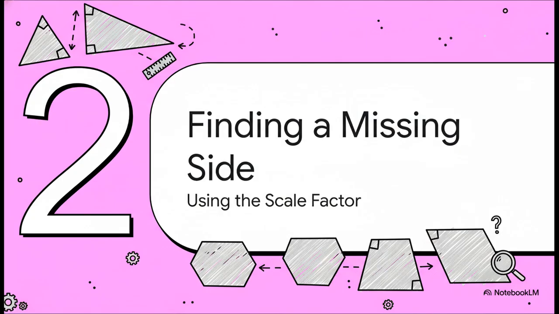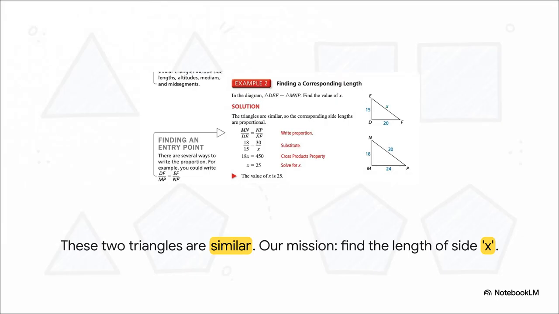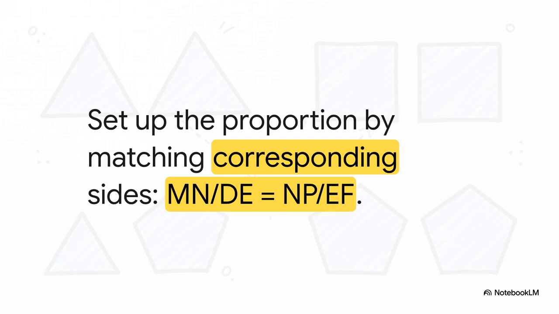See, once we know the scale factor, we can use it to find all sorts of missing information. Okay, here is a classic problem. We've got two triangles, and the good news is we're told they're similar. But one side is a total mystery. Our mission is to find the length of side X. So the first step is always to set up a proportion. And don't let that word scare you. A proportion is just a statement that two ratios are equal. We just have to match up the corresponding sides.